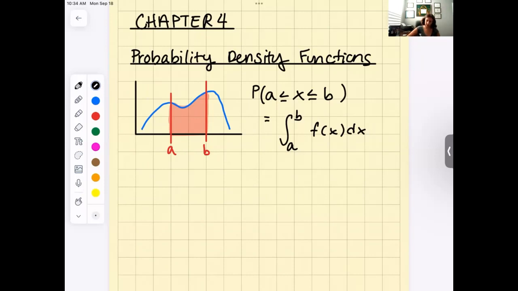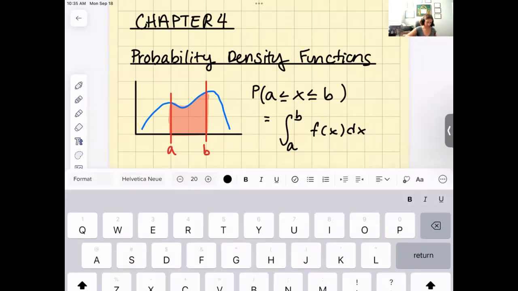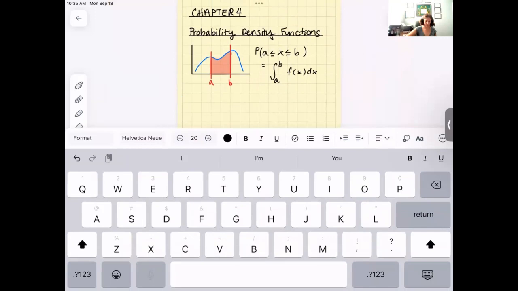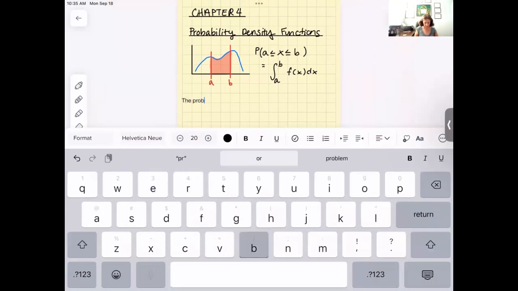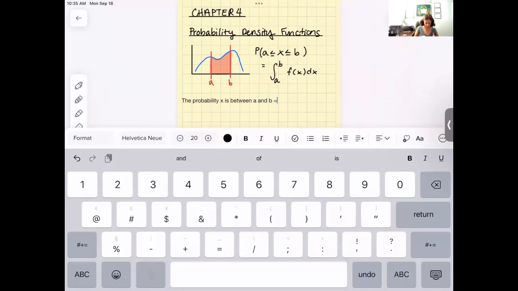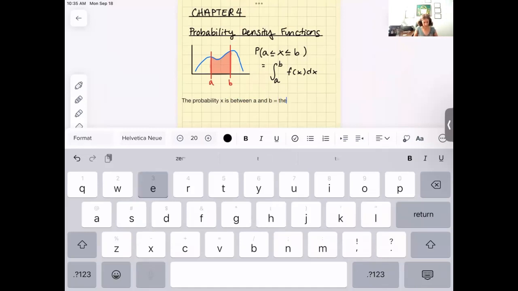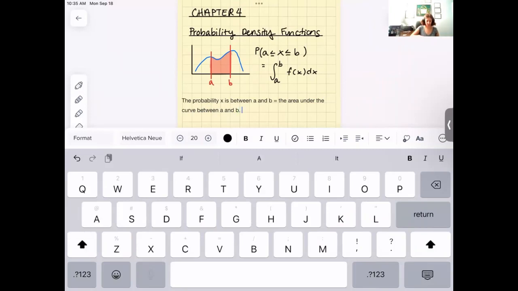Okay, so in words, what we're saying is, let me type it because I know my handwriting sucks. In words, what we are saying is the probability that X is between A and B is equal to the area under the curve between A and B. Should seem familiar.